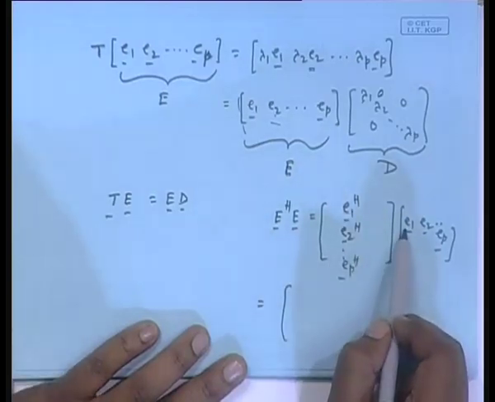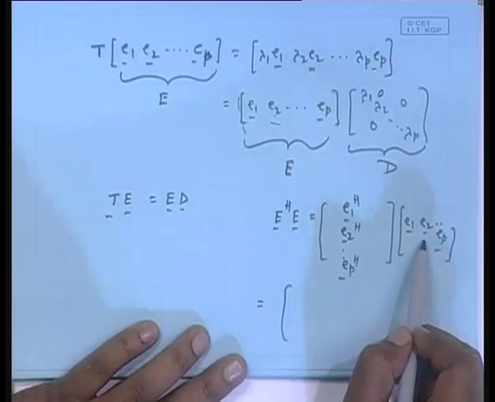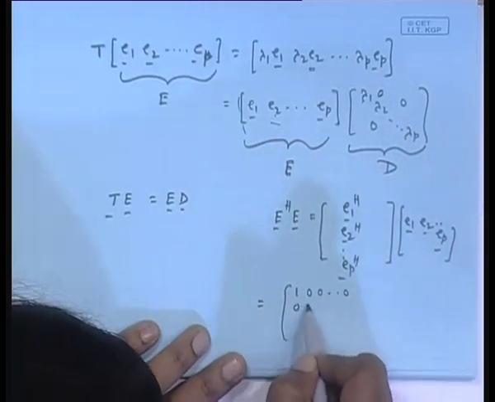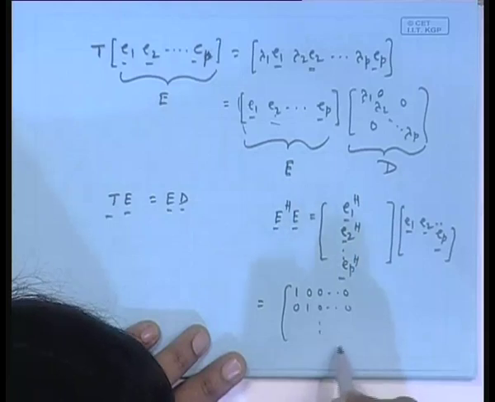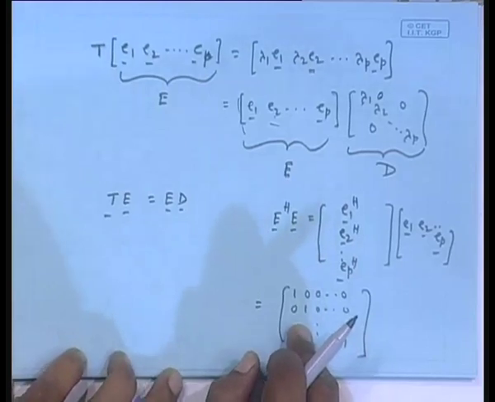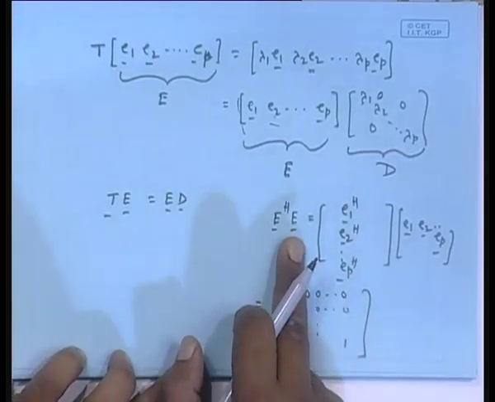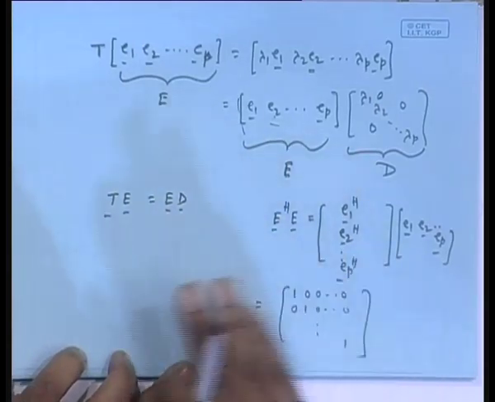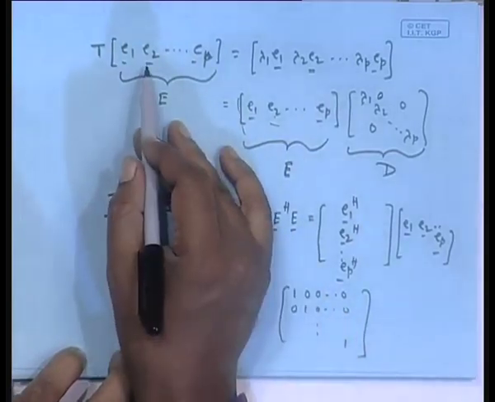E1 Hermitian E1, others 0; E2 Hermitian E2, the second diagonal entry, that is 1, others 0. So it becomes 1 0 0 ... 0, 0 1 0 0 ... 0. Any matrix has to be a square matrix, because otherwise this product cannot take place. Any matrix may not be Hermitian, because E is not a Hermitian matrix. Here the E is not a Hermitian matrix.